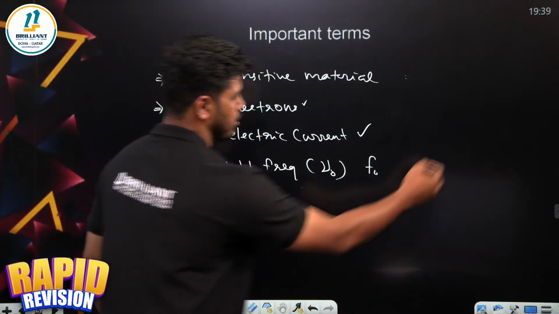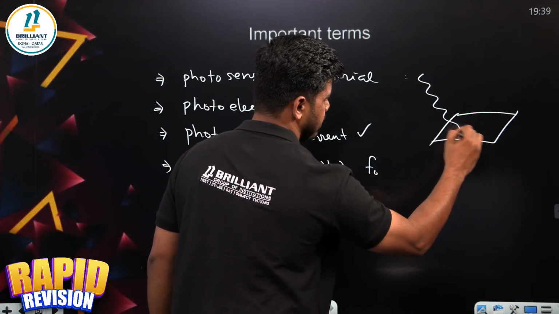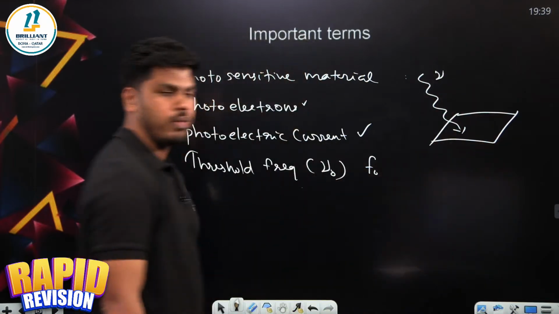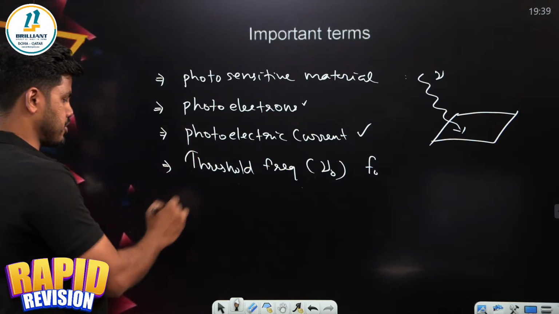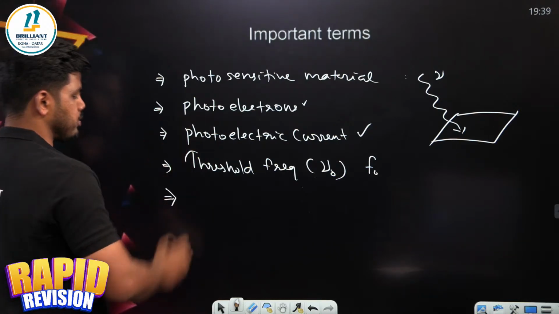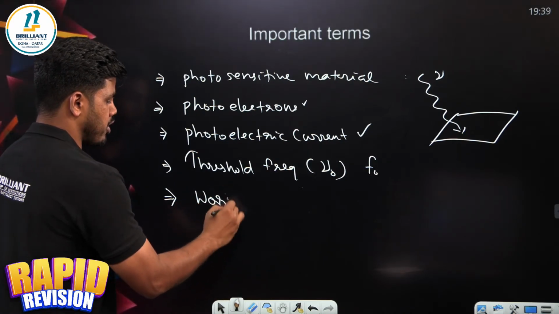When light is incident on the metal surface, photoelectric emission happens. So the incident radiation should have a minimum frequency to emit electrons from this metal surface. That frequency is called threshold frequency, and the energy equivalent of the threshold frequency is called work function, right?